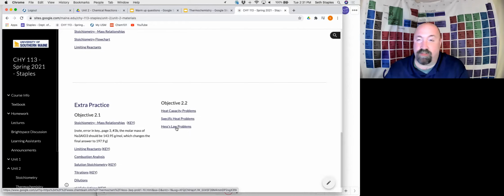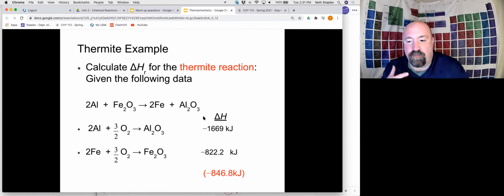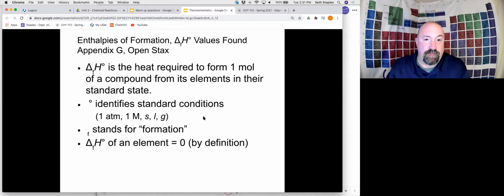So Hess's law is one way that we can go about finding the thermochemical data for a reaction that we can't measure directly. Another way is by using something that we call the enthalpies of formation. You can find these enthalpies of formation values in Appendix G in your textbook. And so you'll have quite a few problems in the homework where you have to use these. And so that's where you want to look, is Appendix G in your text.